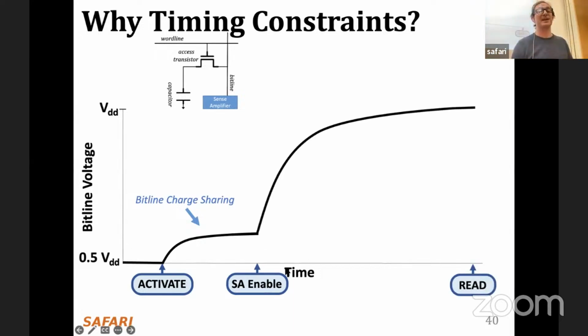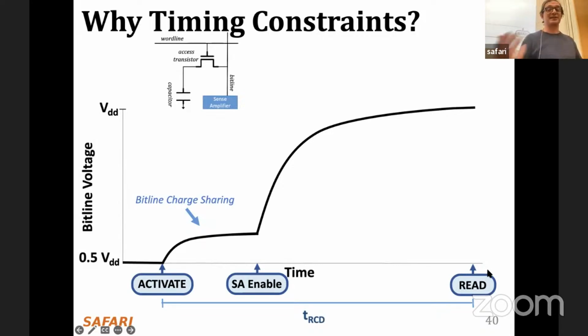And at some point, the sense amplifier gets enabled. This is not controlled by the memory controller today, as we discussed with the Codic paper yesterday, right? The sense amplifier enabling happens internally. There's an internal timing circuitry that kicks in the sense amplifier. And then the sense amplifier amplifies the bit line voltage to the highest possible. And then at some point, you can do a read. And this read timing constraint is determined so that you don't get the wrong data when you read. That's the idea basically of a timing constraint. And this is called tRCD, activate to read delay, in other words.